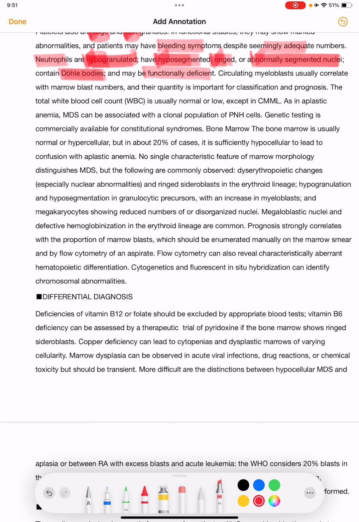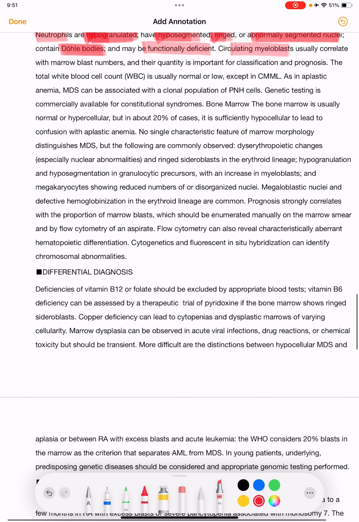Circulating myeloblasts usually correlate with marrow blast numbers. If there are more blasts in the marrow, circulating myeloblasts will also be more, and their quantity is important for classification and prognosis. The greater the number of blasts, the poorer the prognosis.